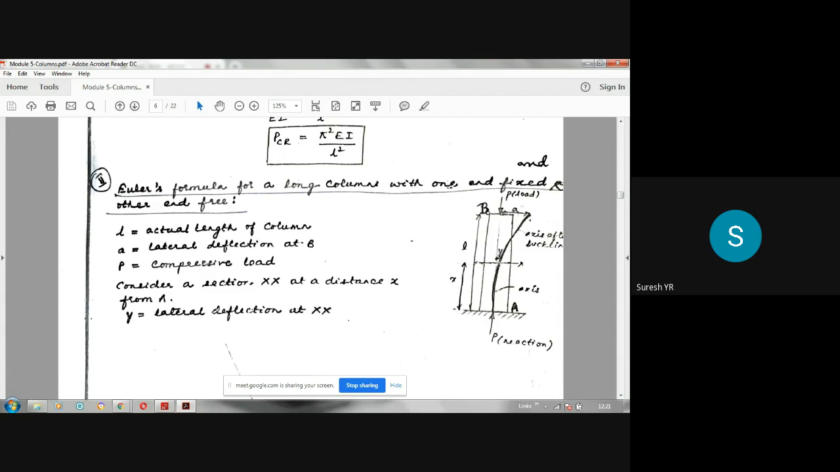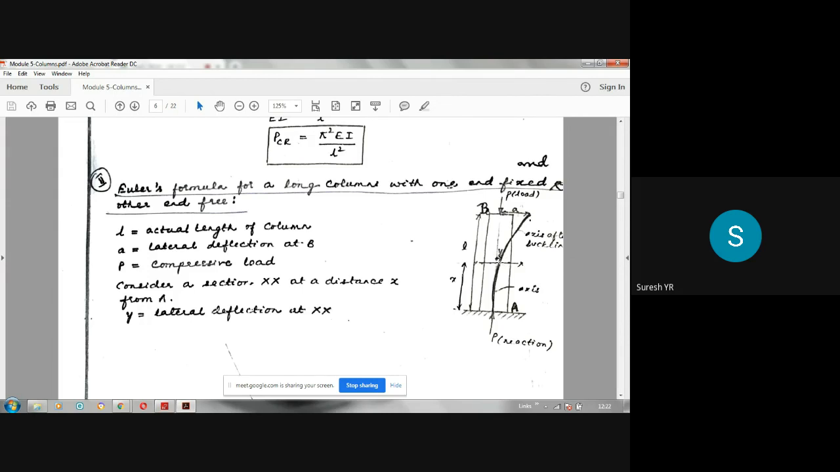So if you take a section x-x here at a distance x from the fixed end here. So x is equal to 0 here. Please note that x is equal to 0 at A, x is equal to L at B. Same thing. So this is called the axis of buckling. So the column buckles like this. I am going to take section x-x here. This distance is x.